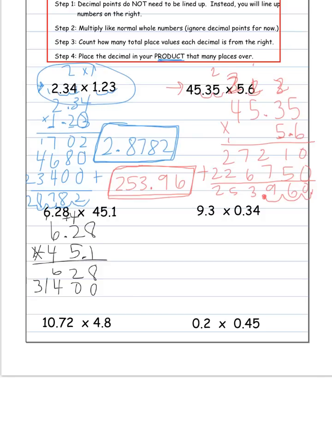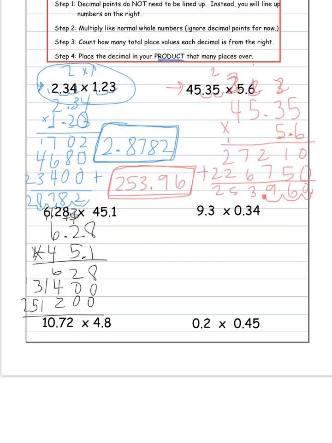We're moving over to the 4. Since we moved over 2 spots, we now need to fill in with 2 placeholders. 4 times 8 is 32. Regroup our 3. 4 times 2 is 8, plus 3 is 11. Regroup our 1. 4 times 6 is 24, plus 1 is 25. Again, notice how my numbers here on the bottom, I made sure to keep them lined up so when we are adding, we make sure that we add the numbers correctly.